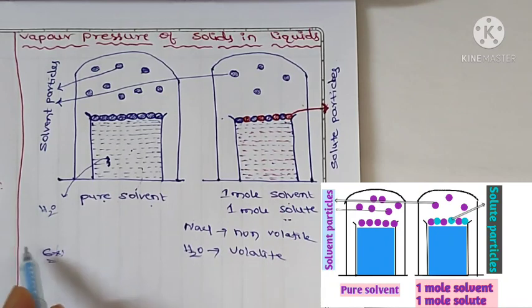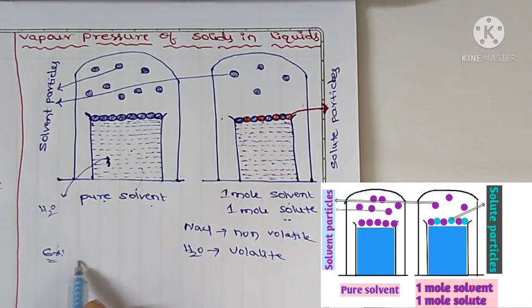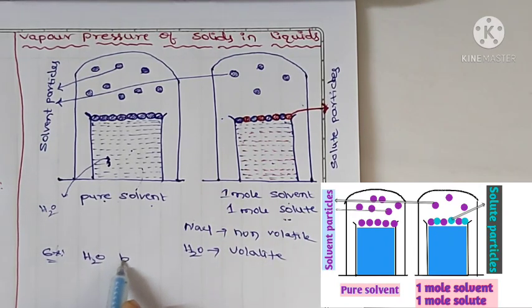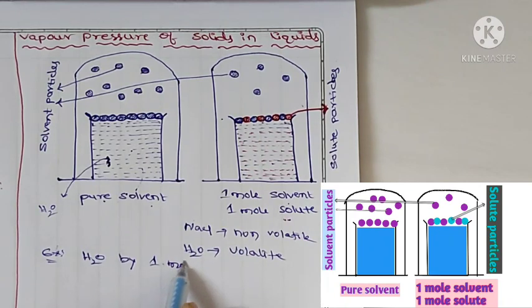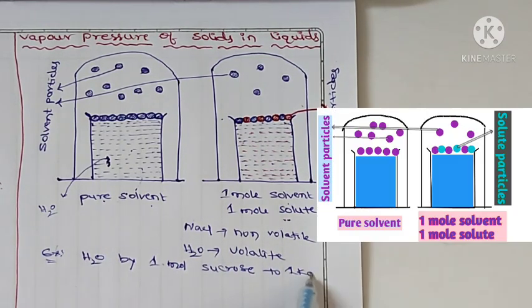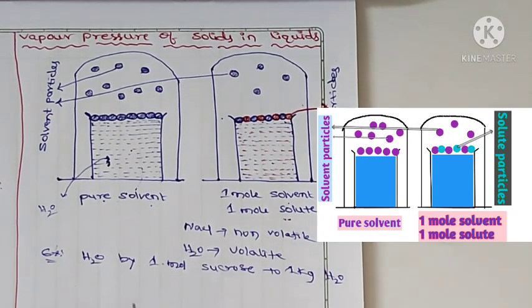For example, a decrease in vapor pressure of water by adding 1 mole of sucrose to 1 kg water. Here water is a volatile solvent and sucrose is a non-volatile solute.